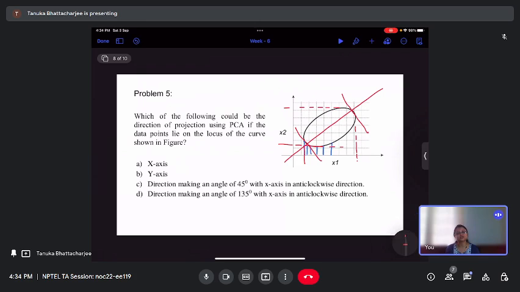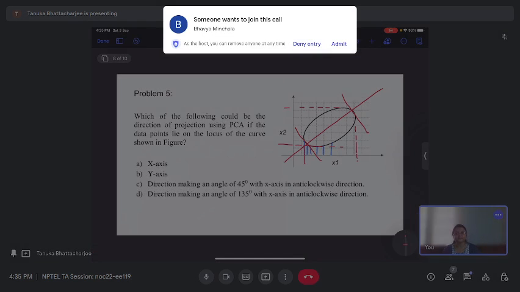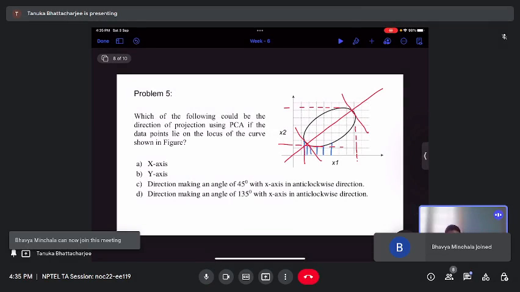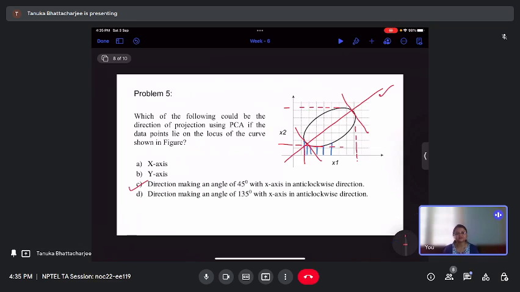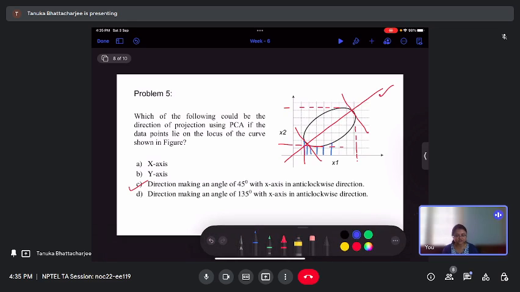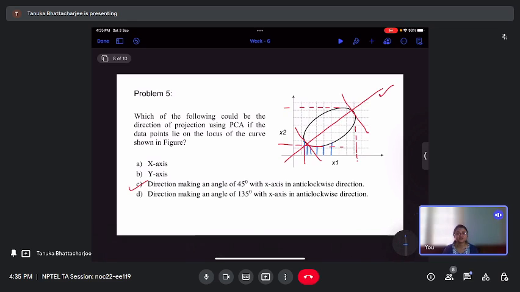This is the direction along which PCA projects the data. So, the correct answer is option C. This is basically the line making a 45-degree angle with the x axis in the anticlockwise direction. This is the correct answer, because this is the direction along which your data has maximum spread. If you project the data along this direction, the projected data will have maximum variance. So, this is the direction chosen by PCA.